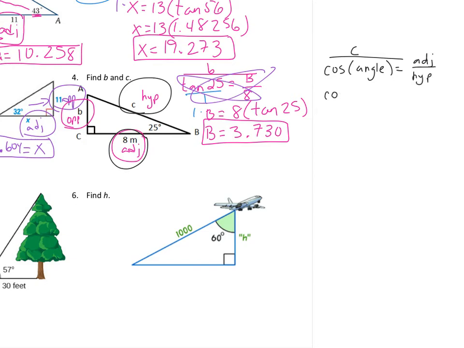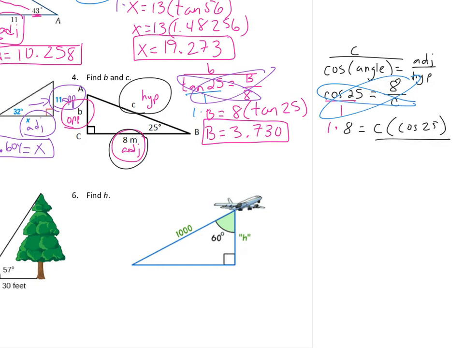So then we need to fill in our pieces. So cosine of 25 degrees. Adjacent is our 8. Hypotenuse is my c. And now we can cross multiply with our remaining pieces. So we have 1 times 8 on the left. And then we have c times the cosine of 25. Now remember, if the variable's on the same side with our cosine part, we need to divide by that decimal.